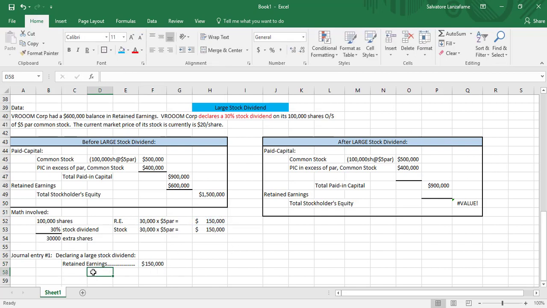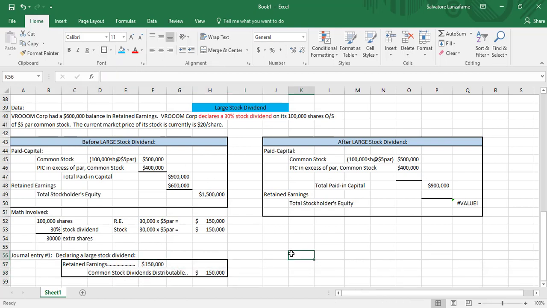and you're going to credit common stock dividends distributable. You remember that? Remember that extra word that's here? Distributable. And that's for $150,000. Notice no PIK. That's because we use par for the debit and the credit. Last time we used the market value for the debit, and that caused the debit to be larger than the credit, therefore we needed the PIK account. So that's your first journal entry.